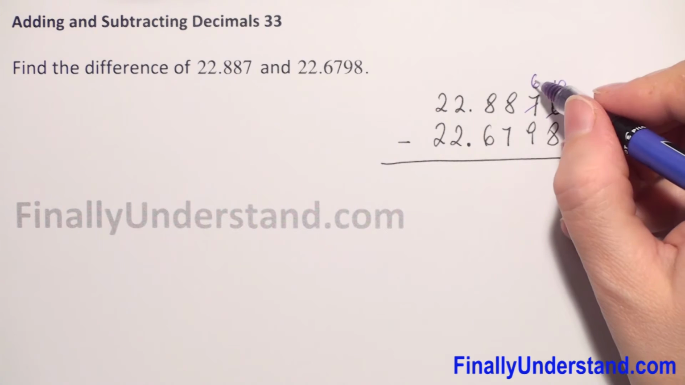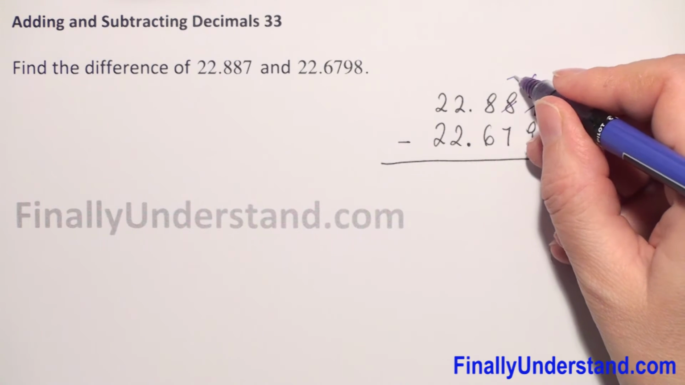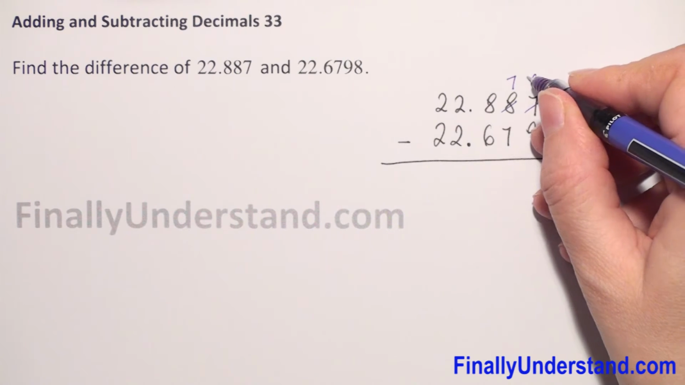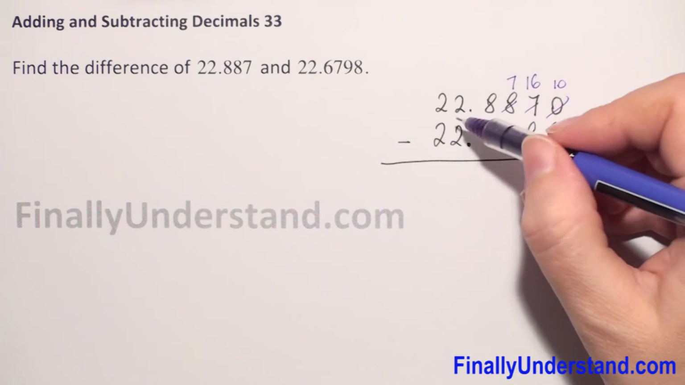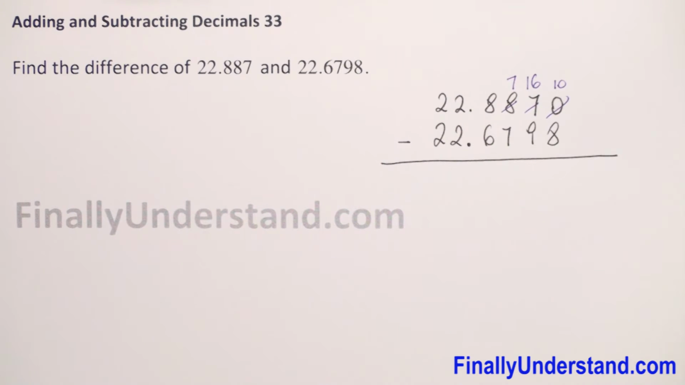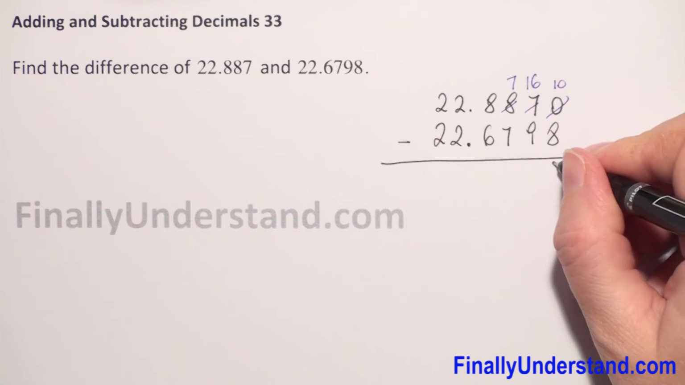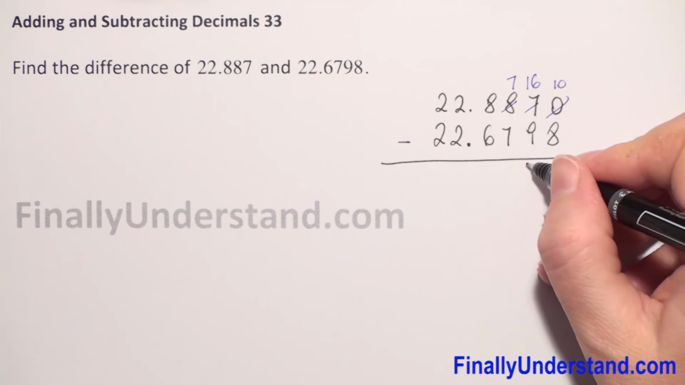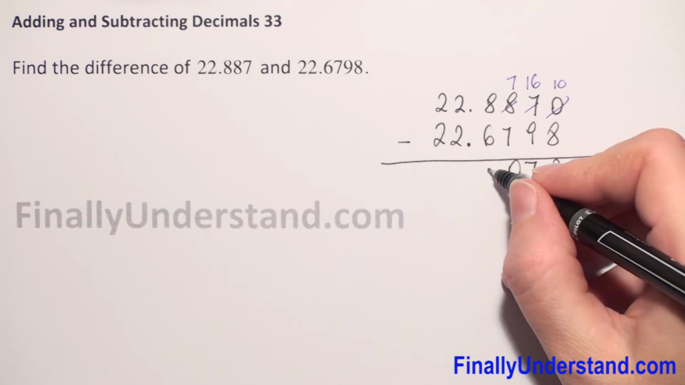6 and 9, we have to again do borrowing. From 8 we borrow 1, so it will be 7, and now we will have 16 here. 8 and 6, so 6 is less. Okay. So now we can do subtraction. 10 minus 8 is 2. 16 minus 9 is 7. 7 minus 7 is 0. 8 minus 6 is 2.